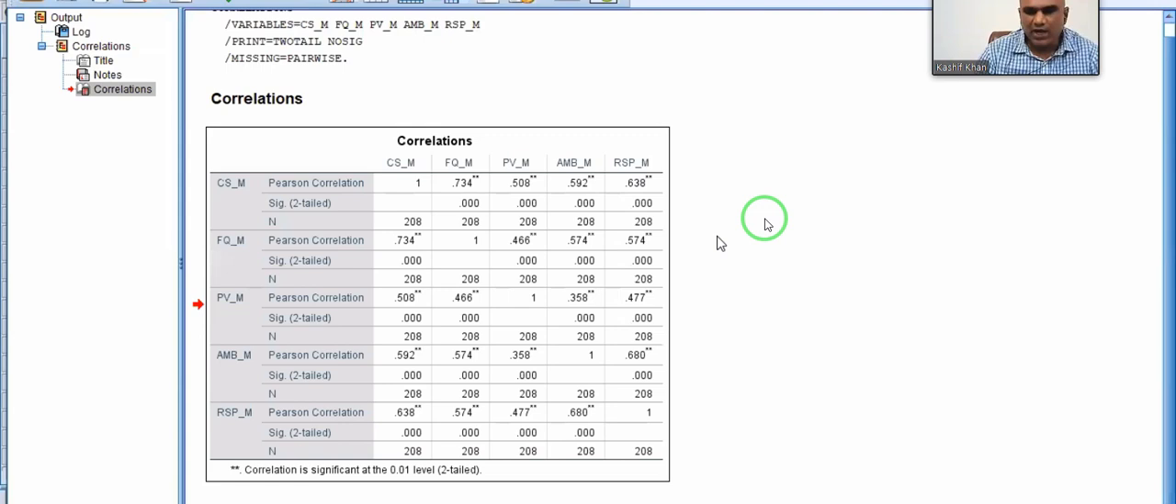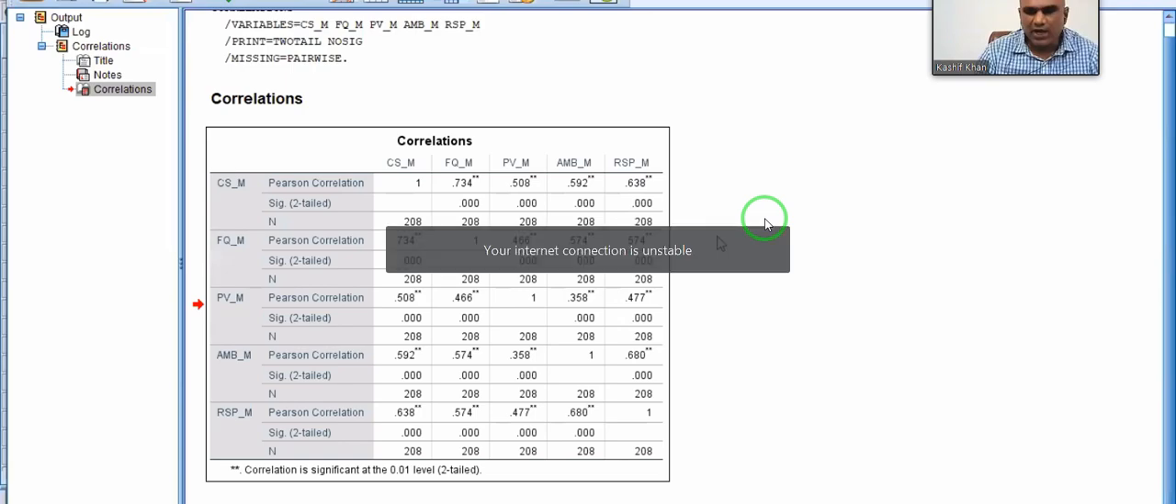If it's going beyond 0.80, and if you really follow the other school of thought, which is 0.